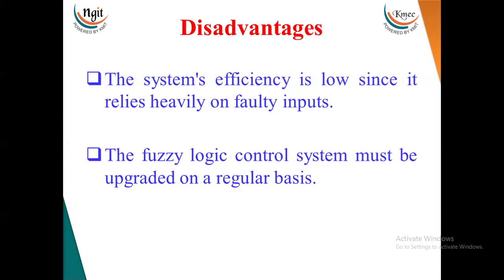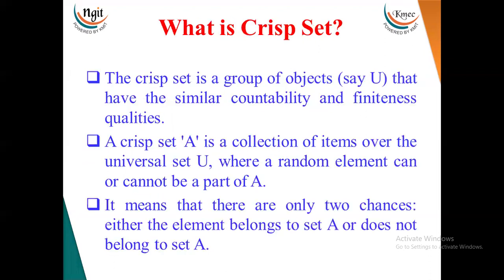And the basic disadvantage is that it has to be upgraded on a regular basis. For example, first you decide a person is honest. After some time, you feel that he's not honest, that he's dishonest, and you want to change the value of that particular membership value. So this has to be done on a regular basis. Updations have to be done regularly.